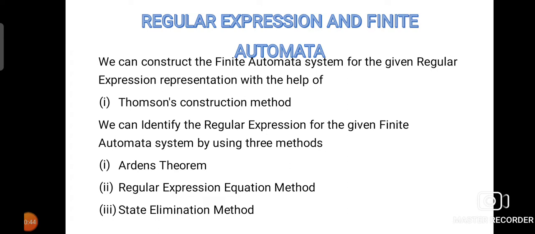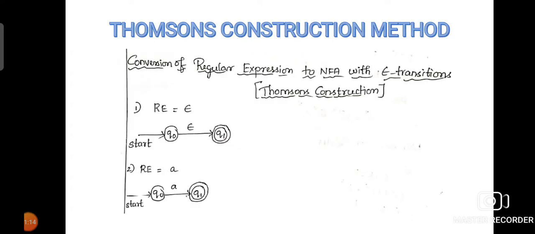First of all, we can construct the finite automata system for the given regular expression with the help of Thompson's construction method. And when we are given a finite automata system, we can identify the regular expression for the given system with three methods. There are three methods to derive the regular expression. They are Arden's theorem, regular expression equation method, and state elimination method.